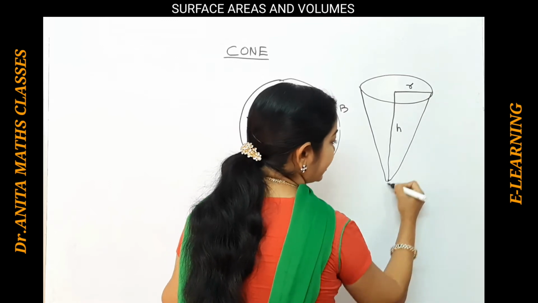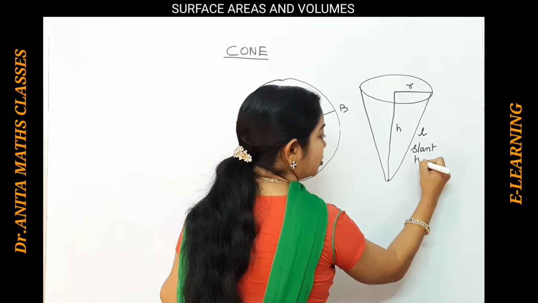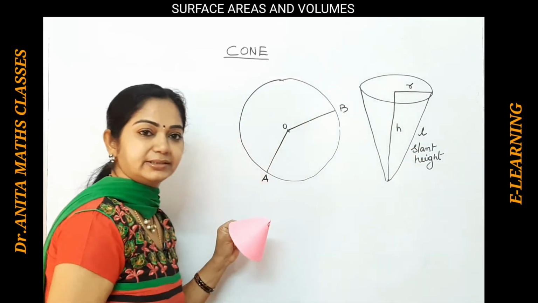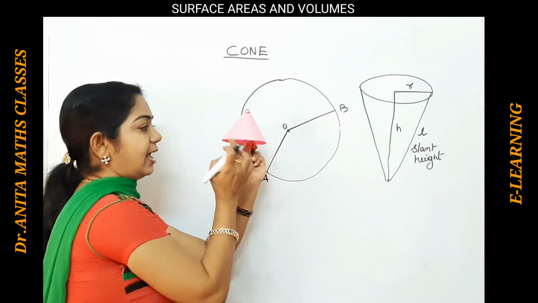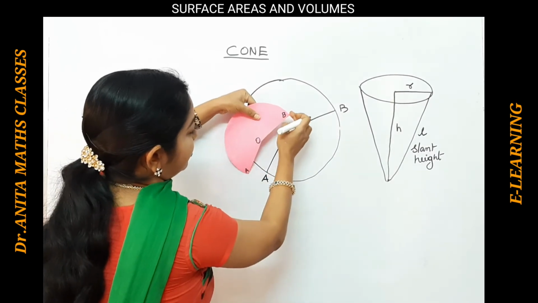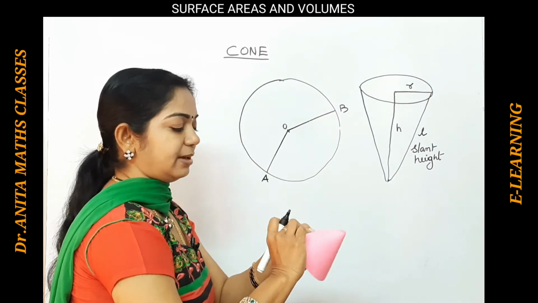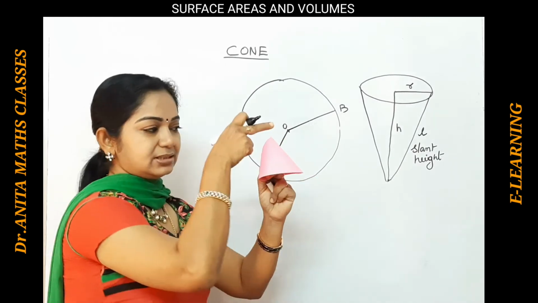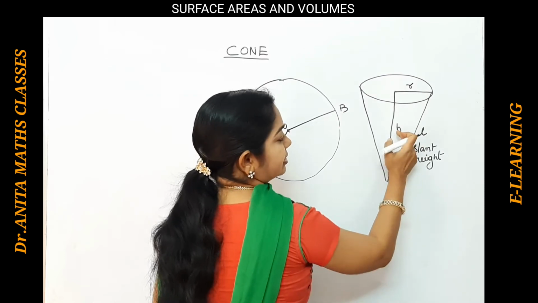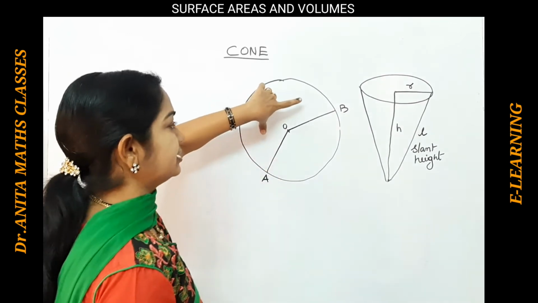Now what is this called? This is called L, that is nothing but the slant height. Since there are two heights, one is the vertical height and one is the slant height. This is the height from the apex down, and if you open it, this part OB will become the slant height. When we join A and B, this slanting one is called the slant height of the cone, and this is the vertical height, whereas this is the radius.